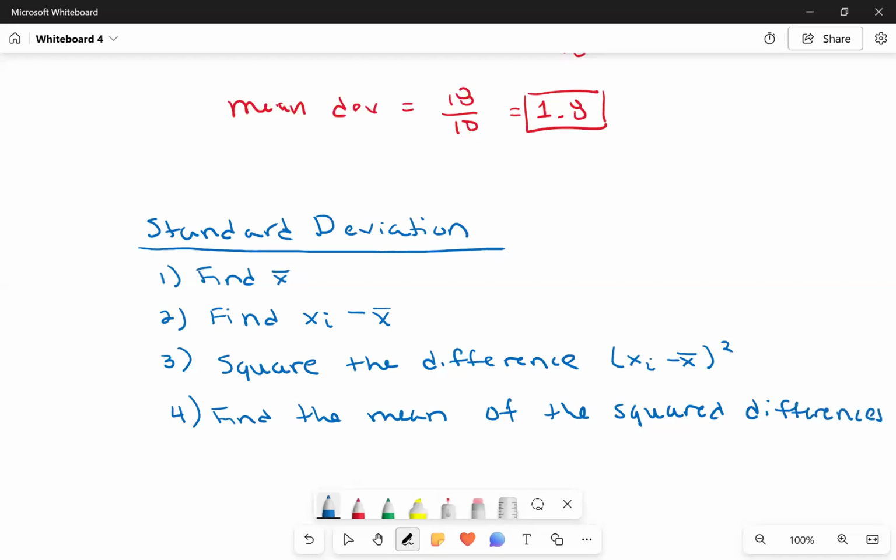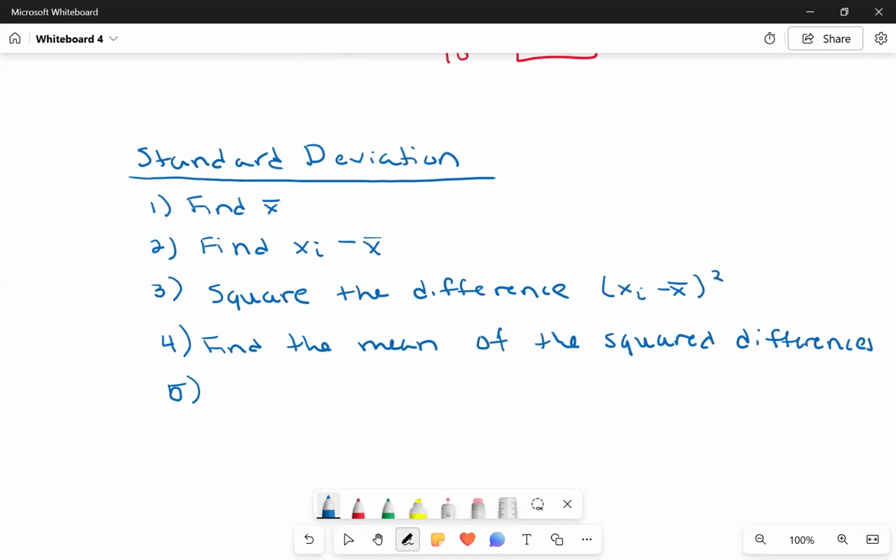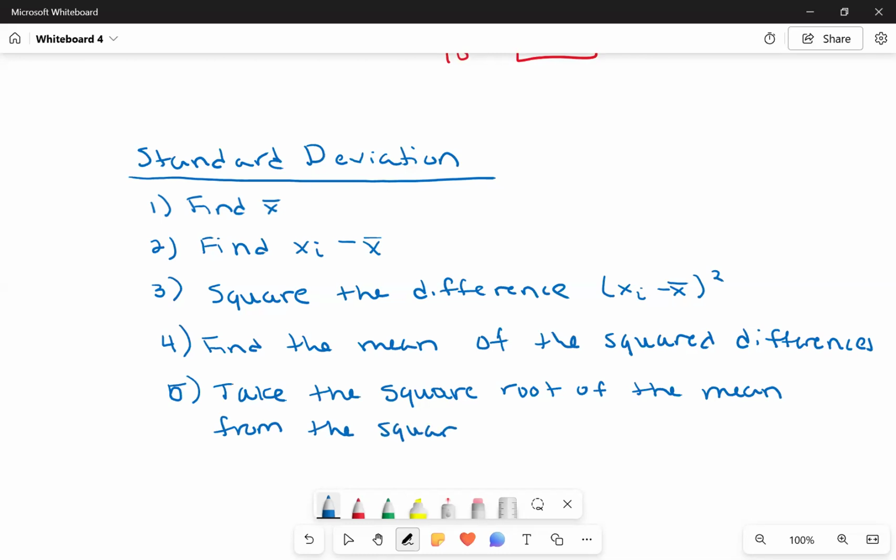Which is basically finding the mean of all the things I got in part 3. And then to get rid of the square, I'm going to take the square root of the final answer, or the square root of the mean. That doesn't look like an A, but it is. Take the square root of the mean from the squared differences. Okay.